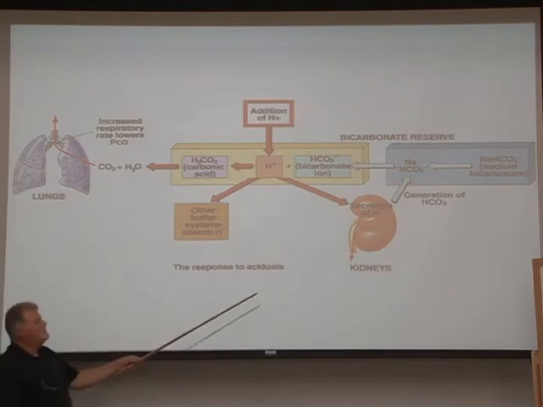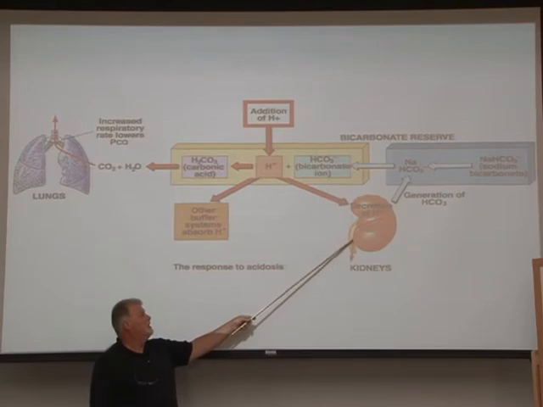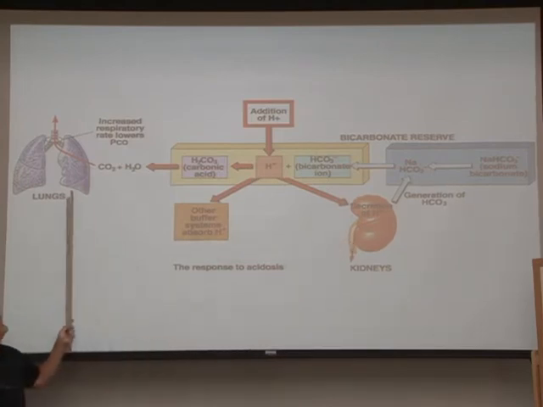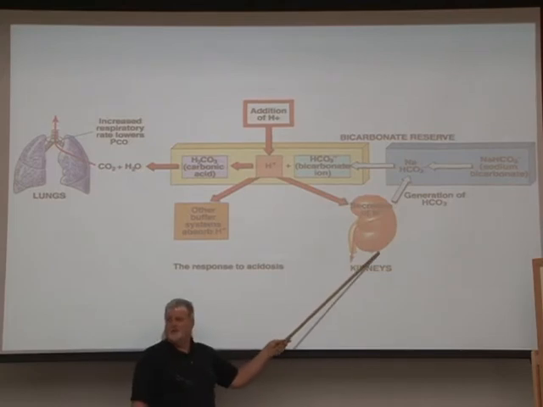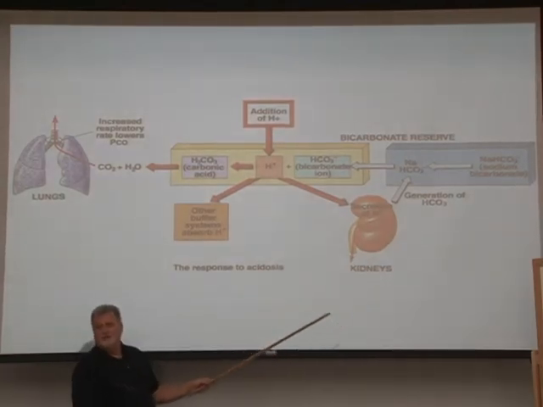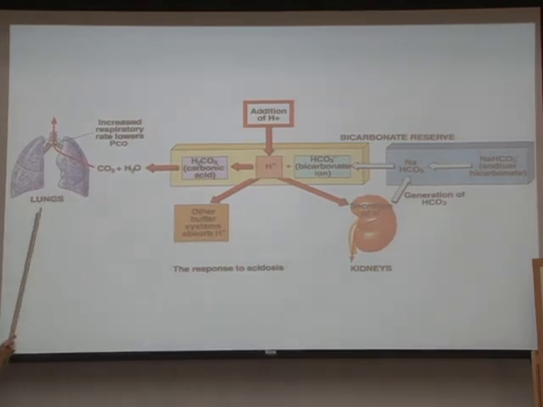And so in normal physiology, every day, if we have a slight shift in this, our kidneys help us, and our lungs help us, and keep us in homeostasis. If the lungs can't work, the kidneys have to do the job, right? If the kidneys aren't working, then the lungs have to do the job.